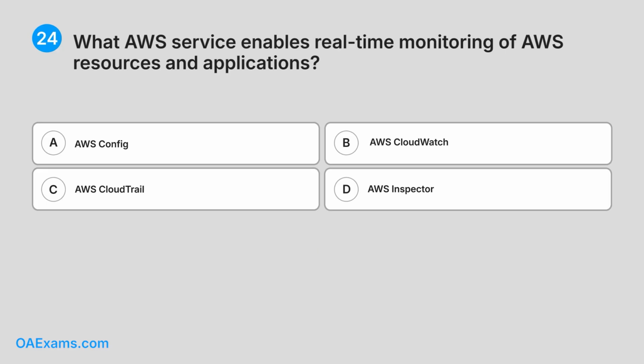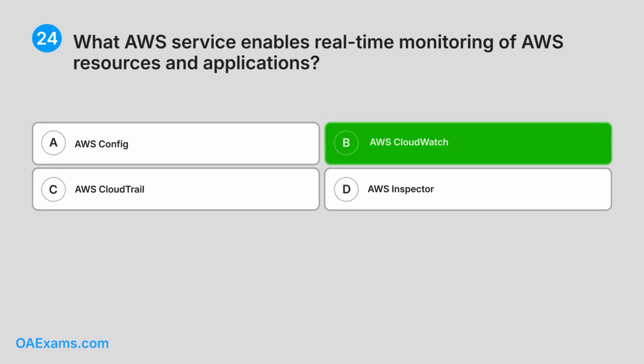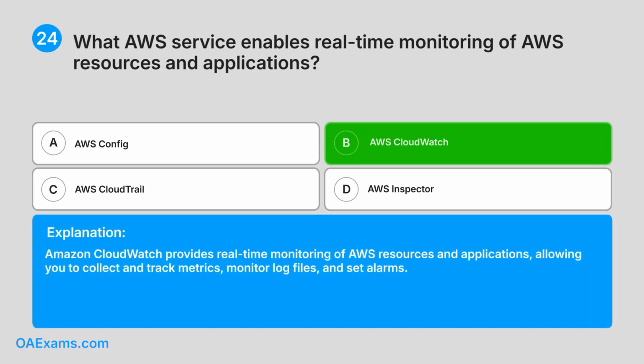Correct answer, B. Explanation: Amazon CloudWatch provides real-time monitoring of AWS resources and applications, allowing you to collect and track metrics, monitor log files, and set alarms.